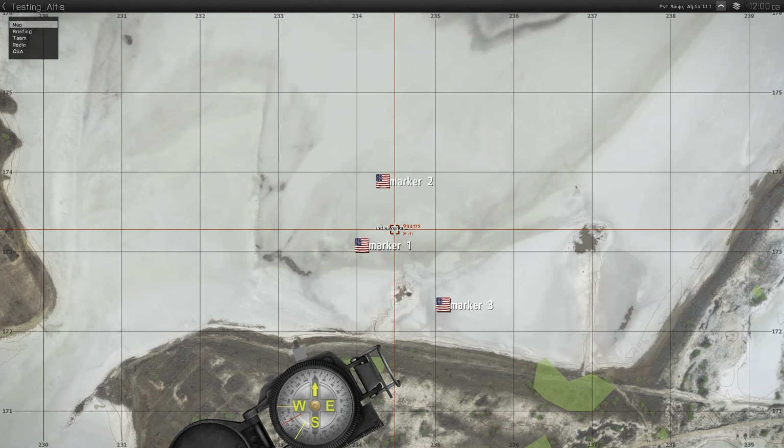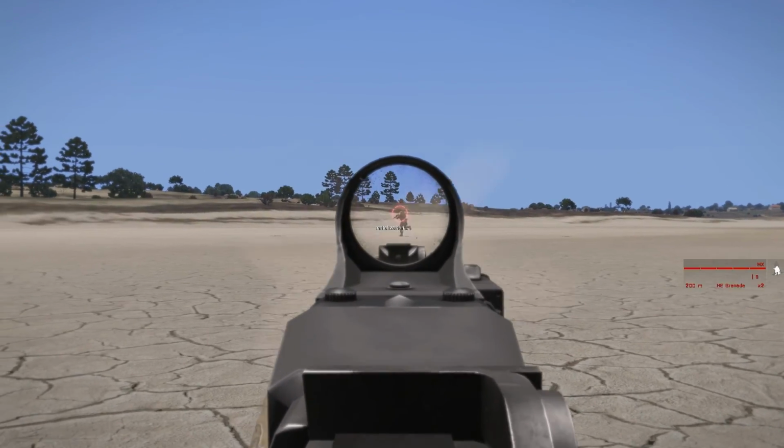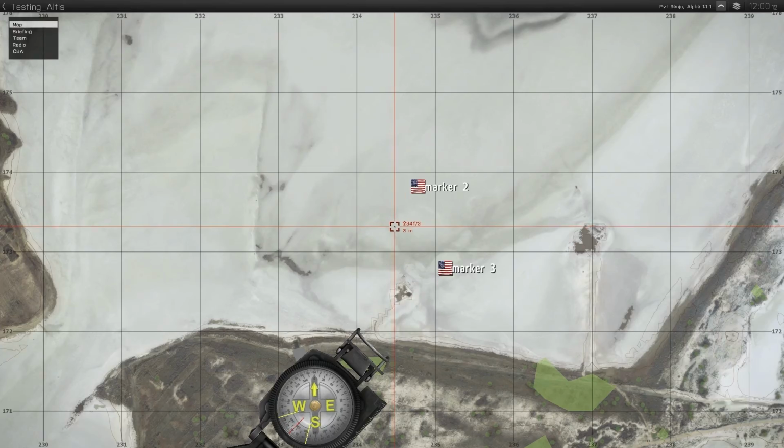In game, we can see the markers following the paths of the waypoints for the units attached to them. And by eliminating each rifleman, we can see how the marker is erased off of the map.